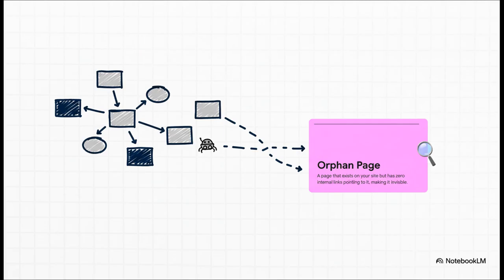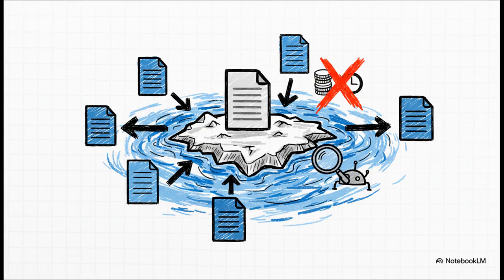The number one culprit here is something called an orphan page. It's a page you built, it has content on it, but absolutely no other page on your website links to it. From Google's perspective, from a crawler's perspective, if there are no roads leading to that page, it might as well not even exist. And the consequences of this are, well, they're pretty bad.